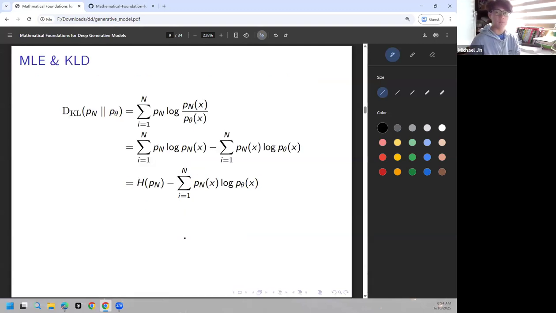And actually, it has a very big relationship with the KL divergence as well. So we can first write down the KL divergence in terms of the empirical distribution, right? Because the original is something like this, right?